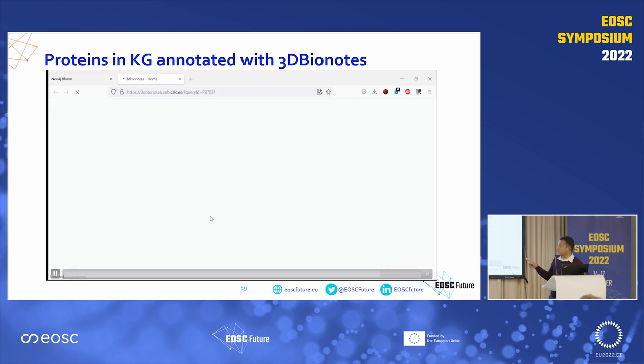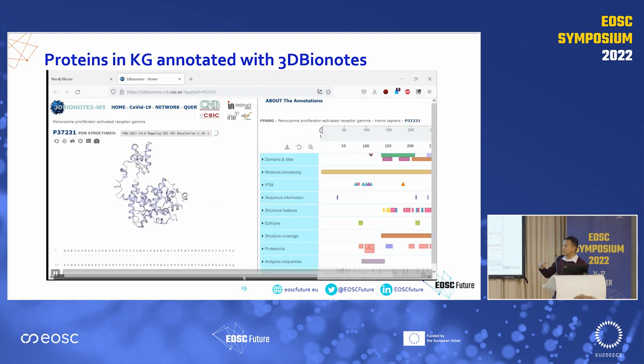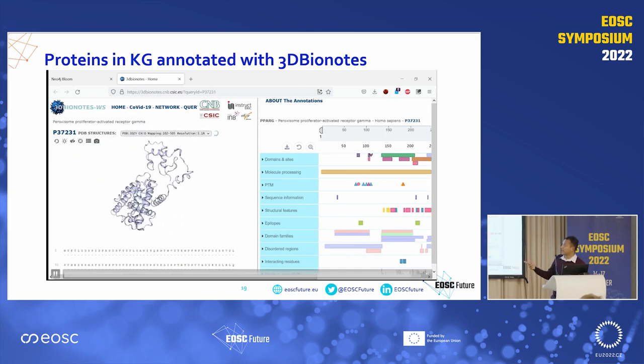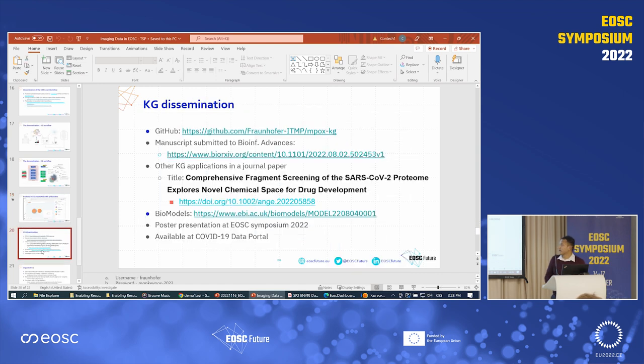And the last bit of information I wanted to show was the annotations of the proteins with the 3D Bionodes, because being within the knowledge graph, you can directly come in here and find that particular protein, its substructures or molecular conformation provided by 3D Bionodes, and then perform your own research further. And I think with that, the KG dissemination, I think that's the last slide.